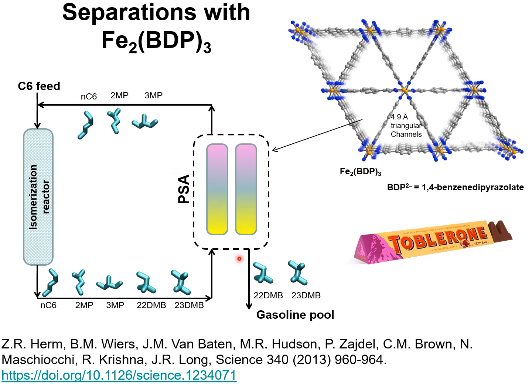One candidate adsorbent that is capable of separating the linear and branched isomers from the di-branched isomers of hexane is Fe2BDP3, that has triangular channels of 4.9 angstrom size. The details of this metal organic framework are provided in this article.